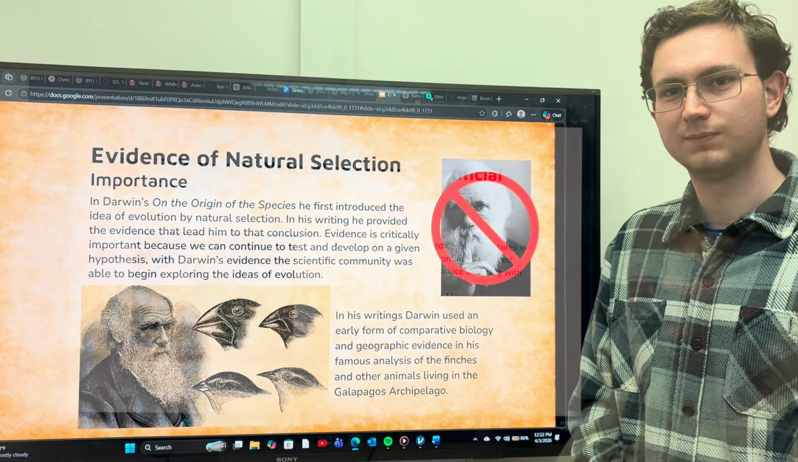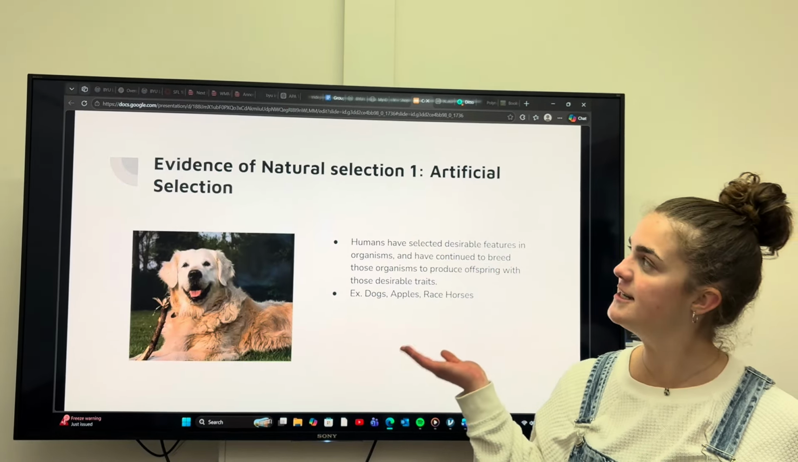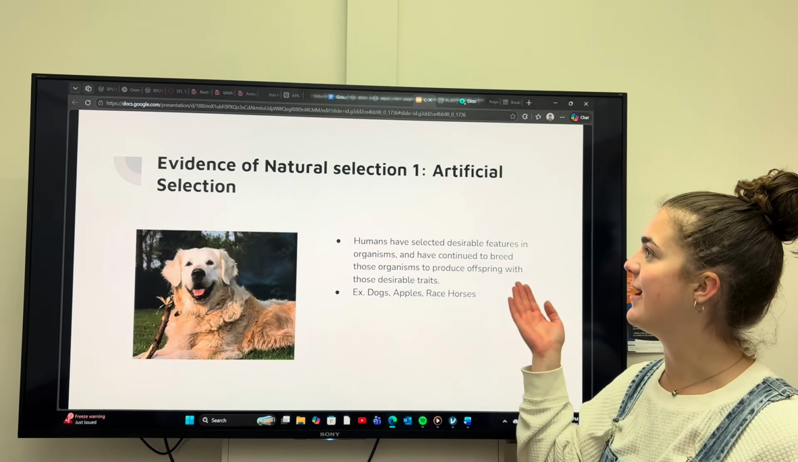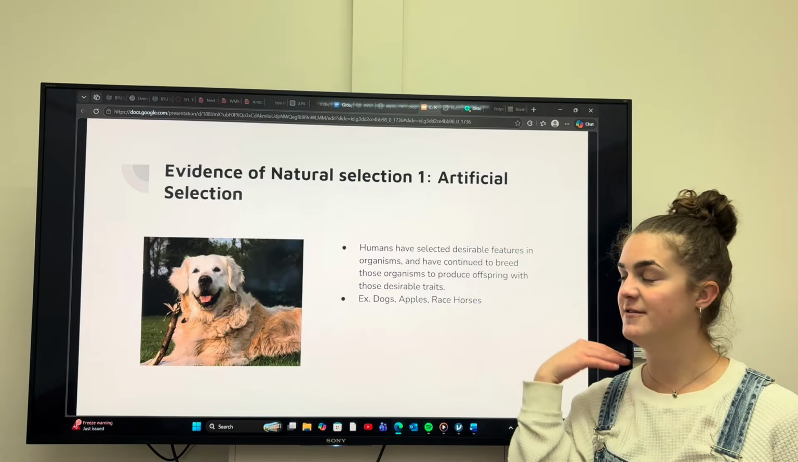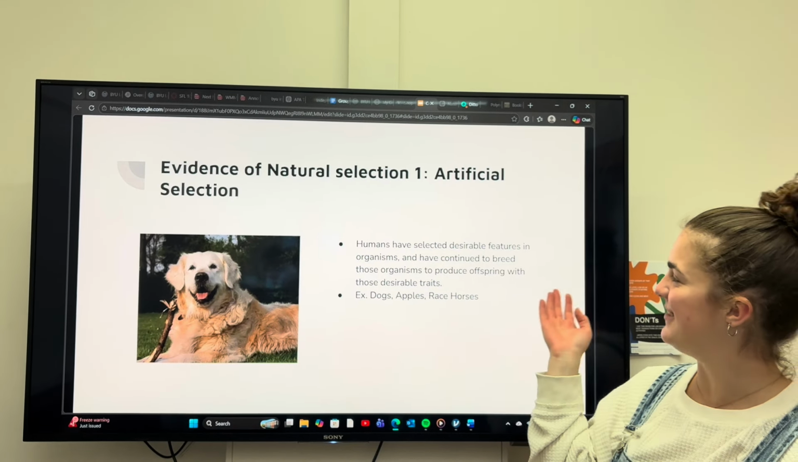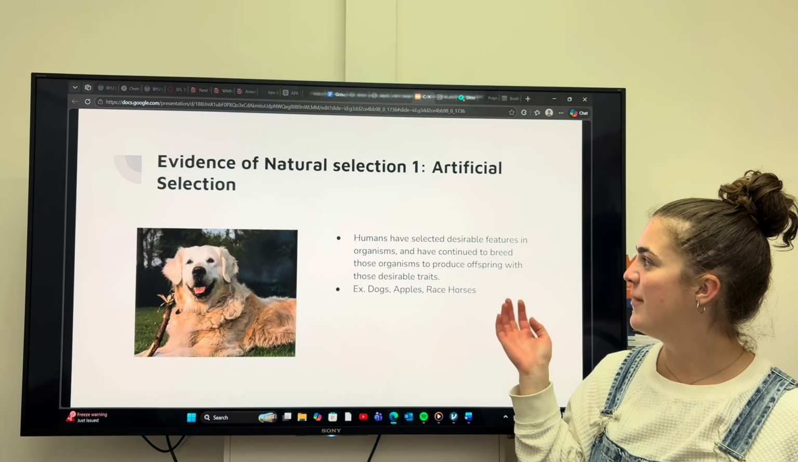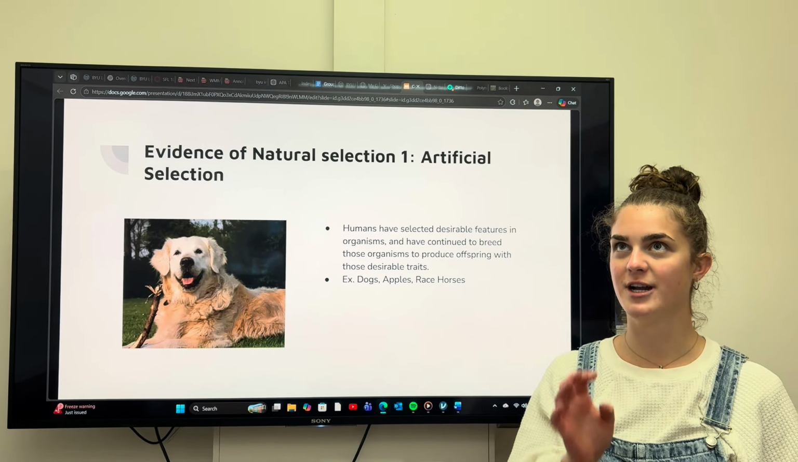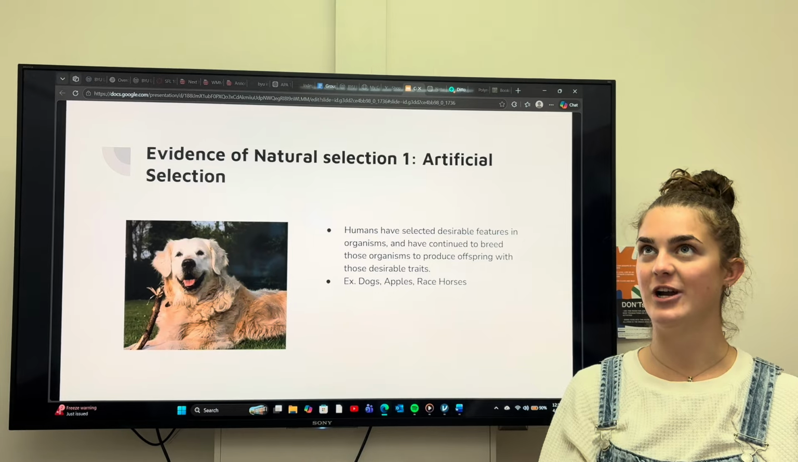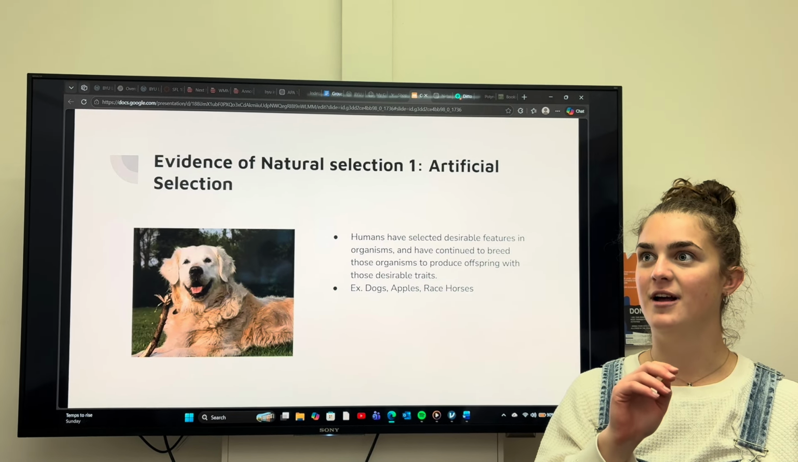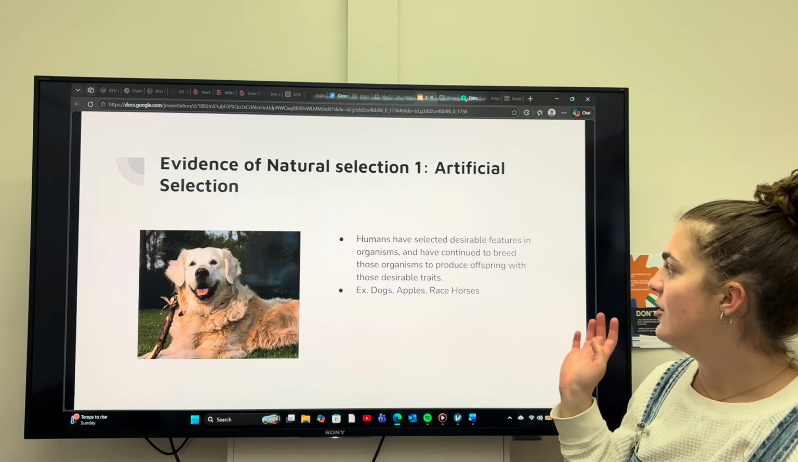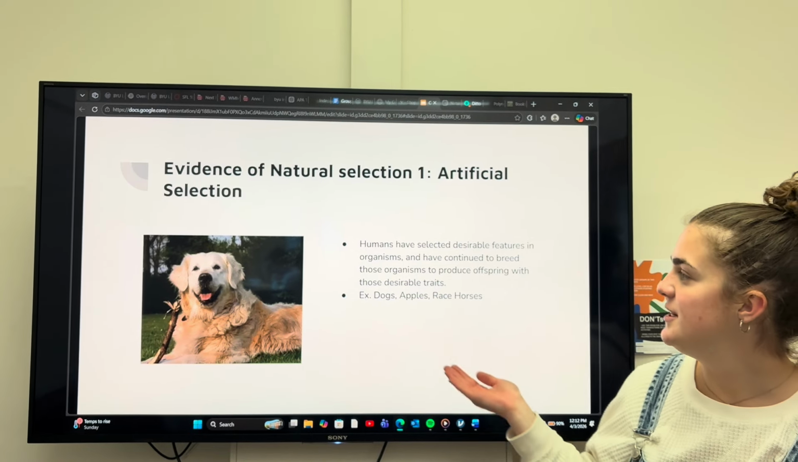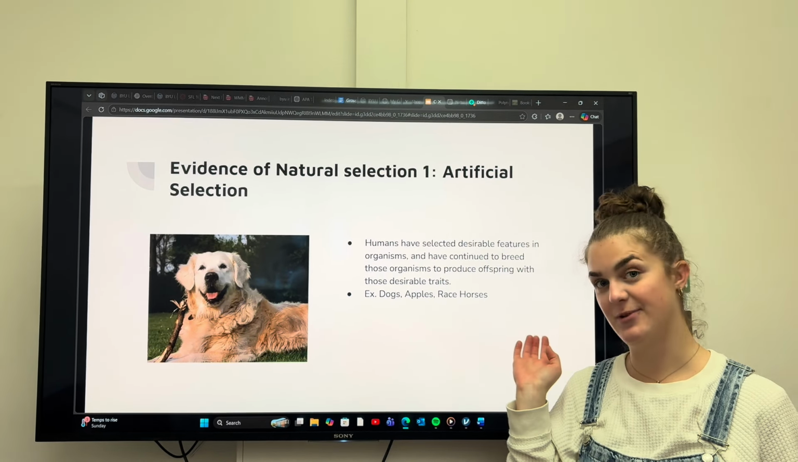to increase our understanding. So evidence of natural selection, the first piece of evidence that we have is artificial selection. So we as humans have selected desirable features in organisms, and we've continued to breed the organisms with favorable traits so that we can have their offspring with those exact same traits. So an example of this would be dogs or apples or racehorses.